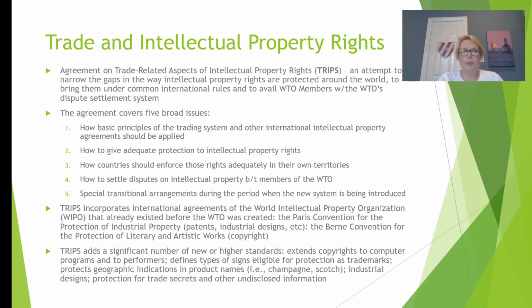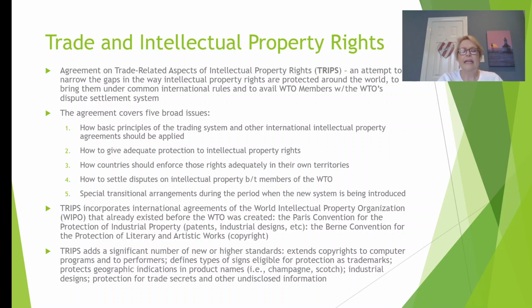So on your exam, the second bullet, this is going to be a bunch of things that you need to fill in the blank, in addition to the fact that you need to be able to tell me Trade-Related Aspects of Intellectual Property Rights. You need to know the fill in the blanks. How basic principles will be the word you're looking for of the trading system and other intellectual property agreements should be applied. In that first bullet, you're going to need to know principles and intellectual property. Two, how to give adequate, and the word you're going to need is protection, to intellectual property rights. In bullet 3, you're going to need how countries should, and the word you're going to need is enforce those rights adequately. Number 4, you're going to need the word disputes, how to settle disputes. And number 5, you're going to need the word transitional, special transitional arrangements.